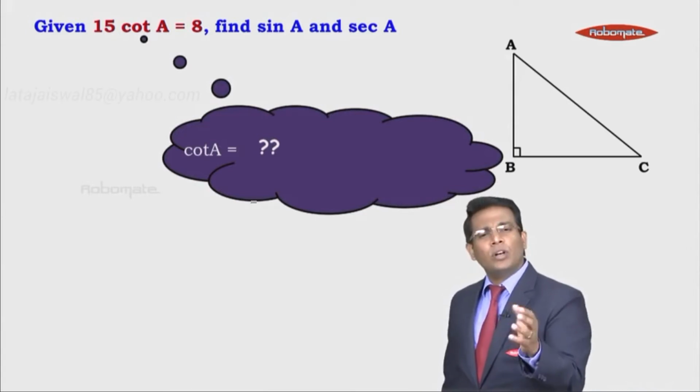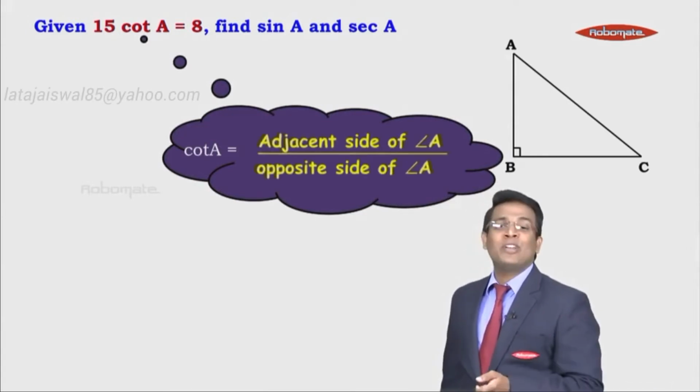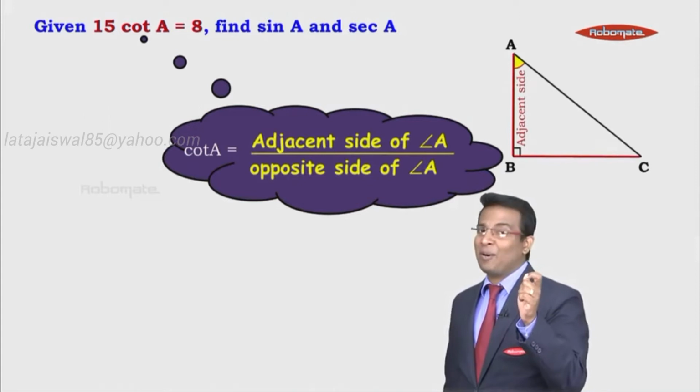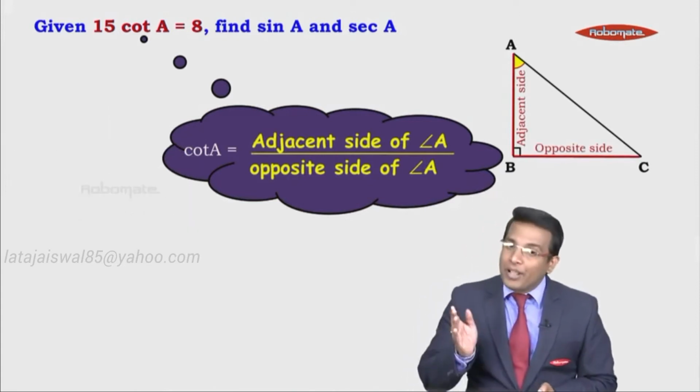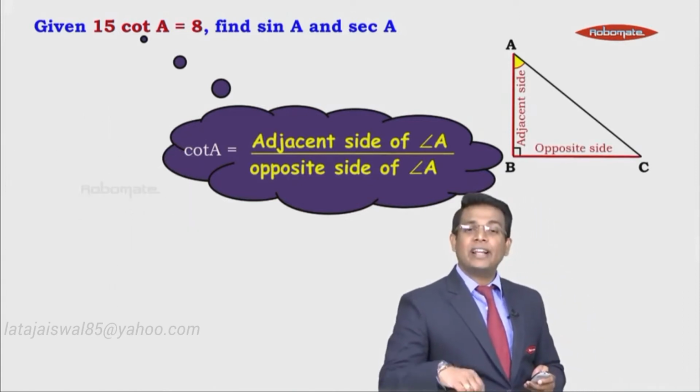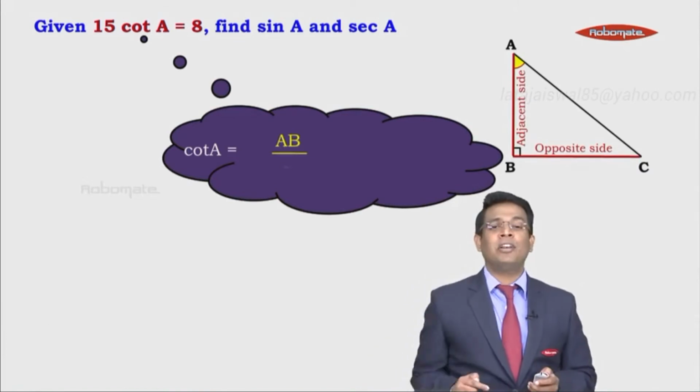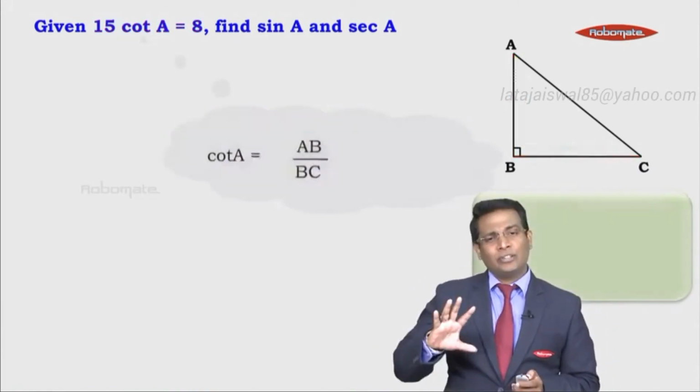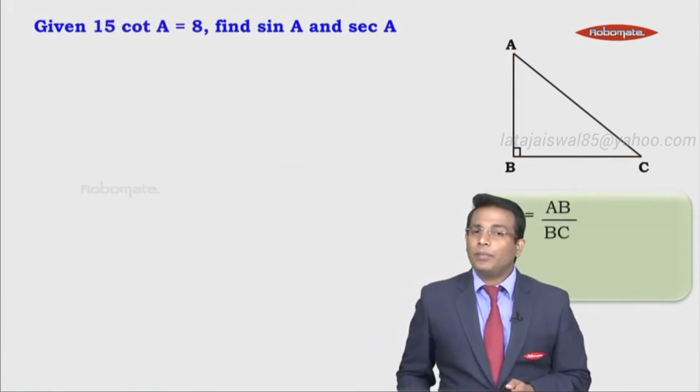So let's think first, what is cot of A? We know it is the adjacent side of angle A upon the opposite side of angle A. That means here it would be AB upon BC. So let's find it and keep it aside, right?